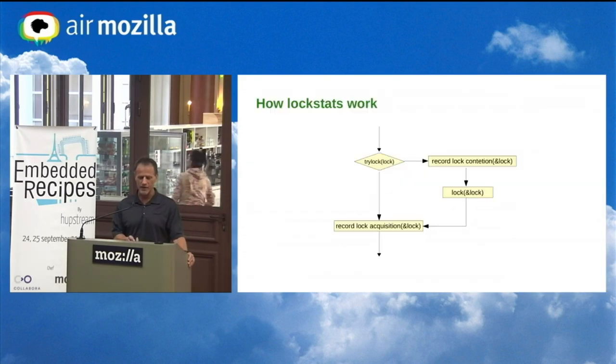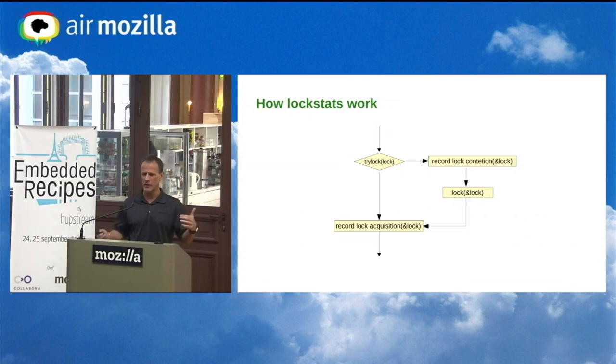So you'll be running no production kernel with this. Even look at how it works: you're doing trylocks, and then recording when you fail. You don't want that in a production kernel. So this is for when you're debugging. If you have a problem, you enable this, run your test code, and then look at the stats and say, oh, here's what we've got to fix.